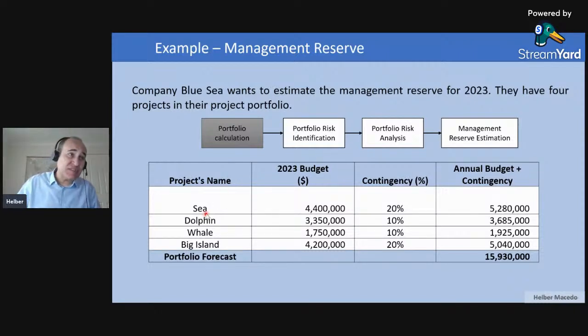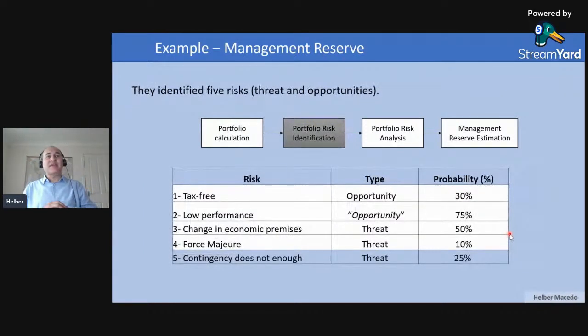So here you can see the projects, you can see the budget for each portfolio, and you can see the contingencies that was estimated for each project. Could be different techniques that we are using here. It's not the focus now. And here you can see the total per project. And the first input for my equation is the portfolio forecast. That is a summary for all the projects with the specific contingencies. Then I need to move to the next step.